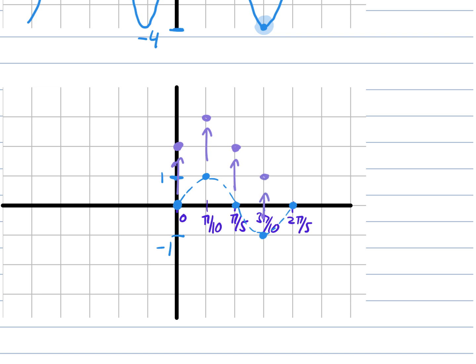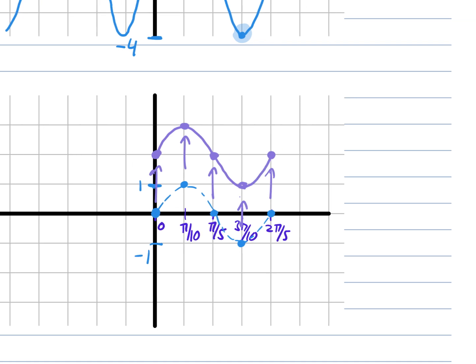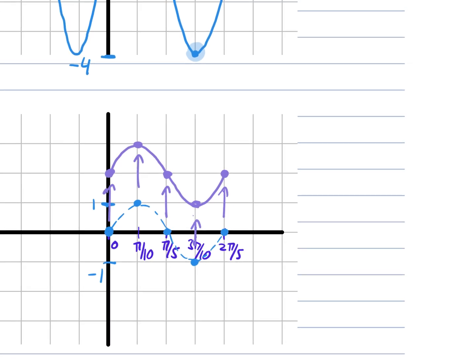All right, keep that going for all of these. All right, and then I'm going to connect them, right? Now this is our final graph. I don't have a reflection, so I don't have to worry about that. This is one cycle, so as long as you have this and the 5 key points associated with it, perfect, right? That's the majority of the problem.